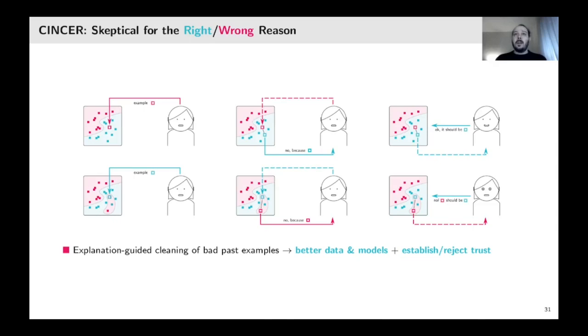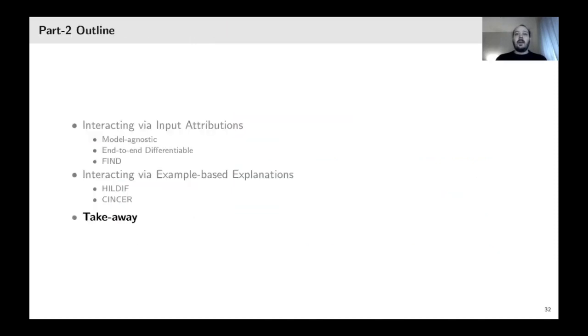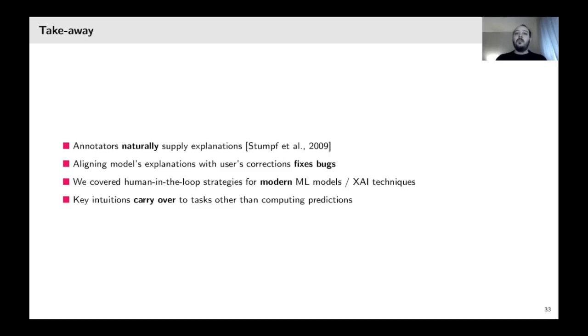The overall process enables users to get rid of noise in the training data and in turn facilitates learning better and more trustable models. Let us summarize the main points. Human annotators naturally supply explanatory feedback, which is useful for correcting the bugs in the model. We focus on human-in-the-loop strategies for modern machine learning models and based on modern XAI techniques, and specifically input and example-based attributions. We stress that the key intuition, that of presenting explanations and learning from corrections, carries over to tasks beyond computing.